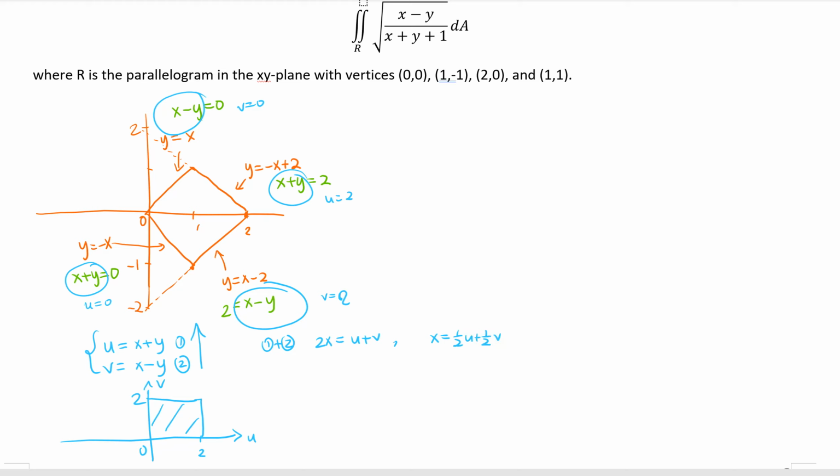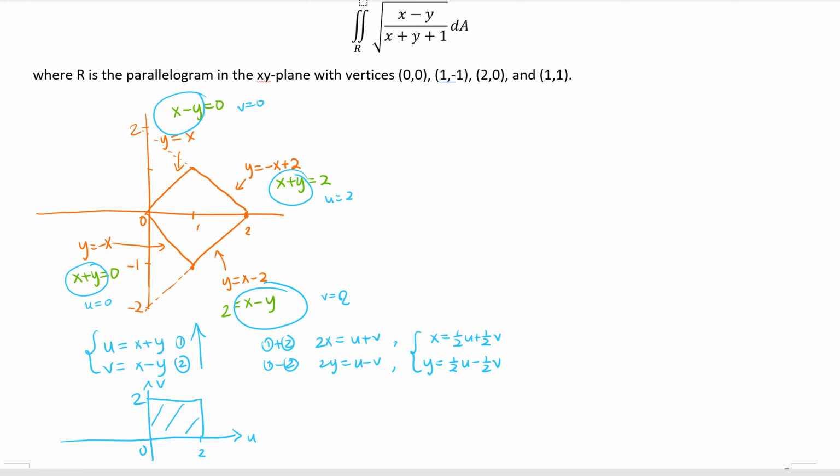And then we can do equation 1 minus equation 2. Then we have 2y equals u minus v. So y equals 1/2 u minus 1/2 v. Okay, so this is our transformation.